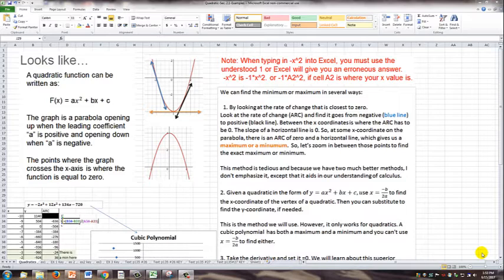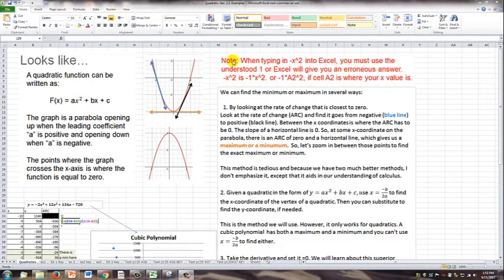So we're going to review quadratic functions again, and you should know that the general form of a quadratic is y equals ax squared plus bx plus c. And you should know that the graph is a parabola, and when it opens up, it's because this leading coefficient a here is positive, and when it opens down, it's because this leading coefficient here is negative.